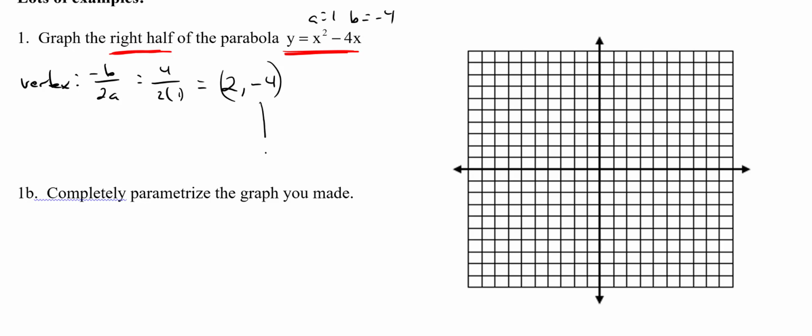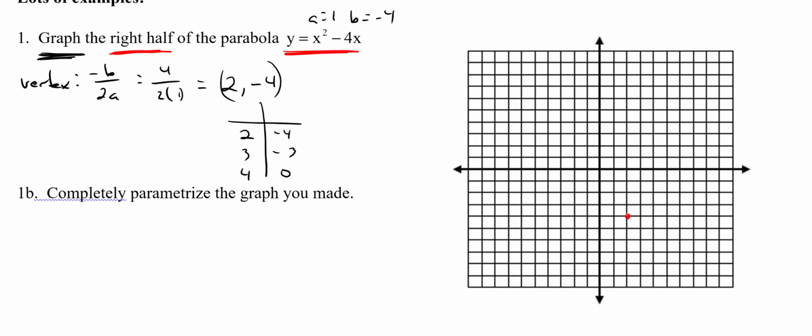Then I'm going to make a quick t-chart here. By the way, I am just graphing this for now. I'll parameterize it in a second. Since I'm doing the right half of the parabola, I just need points to the right of the vertex. So 2, 3, and 4. We put the 2 there as well. For 2, I get negative 4. I plug a 3 in, I get negative 3, and I plug the 4 in, I get a 0.